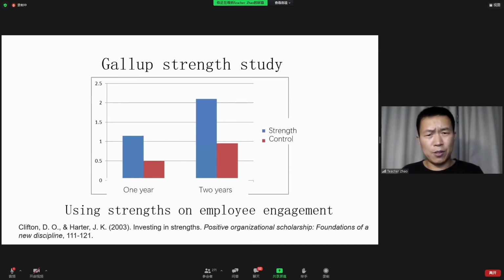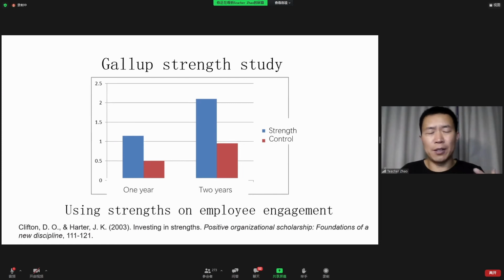And strengths are very helpful to employee engagement. One study found that if you randomly assign people to 2 groups, one to use strengths and the other an ordinary control group, the strength group, represented by the blue column here, has much higher engagement than those in the control group, because they feel, okay, I'm using my strength. I'm doing what I'm good at. So of course, they will like what they're doing much more, and their engagement is much higher.